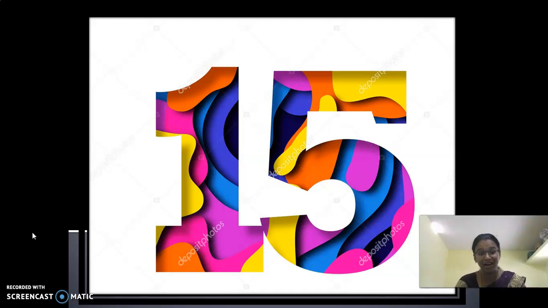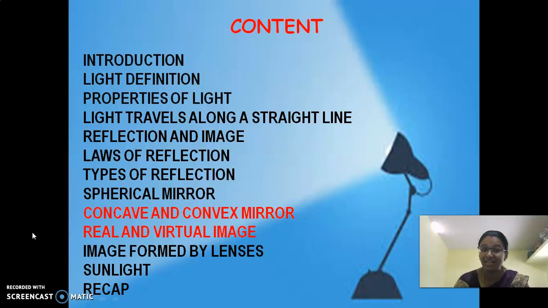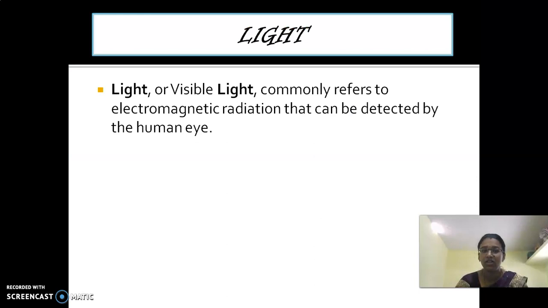Whether you are ready with your hints, no? Now we'll enter into our lesson. Chapter 15, Light. Today we are going to see about concave and convex mirror and then real and virtual image. This we had completed in the last class. We'll have a recap of this and move on to the next topic, concave and convex mirror, and the characteristics and examples of these mirrors. Before every class, a recap is needed, children. This will give you a continuation of the next class.